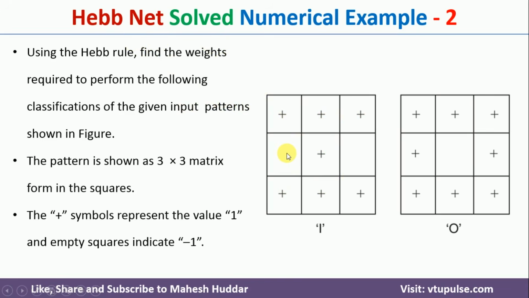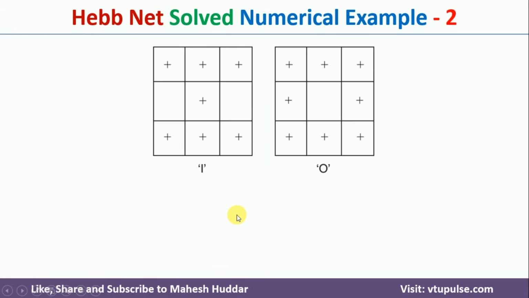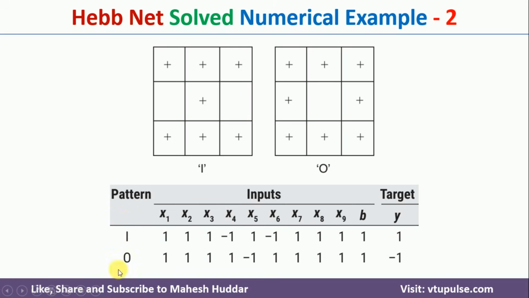If a square is plus, we need to consider it as 1. If the square is empty, we need to consider it as minus 1. Now we will try to convert these two patterns into a proper dataset. I will consider the pattern as the first column. The first pattern is I and the second pattern is O.